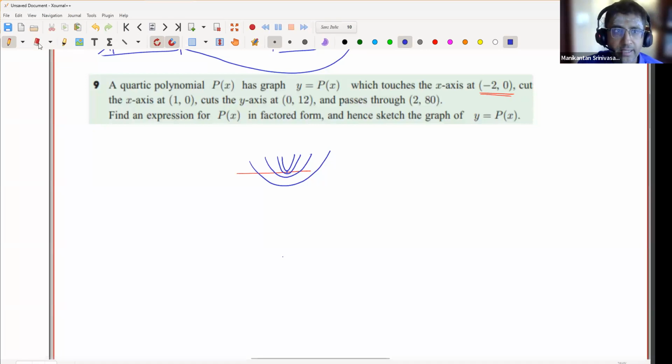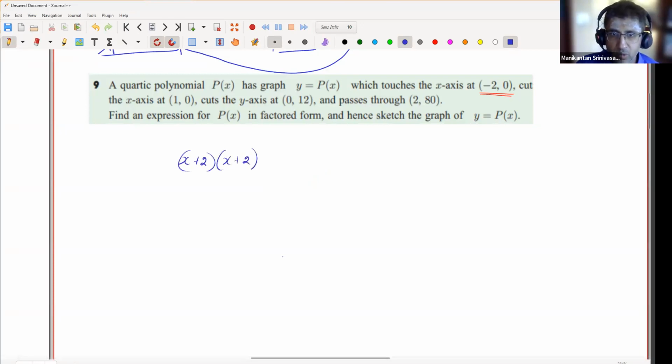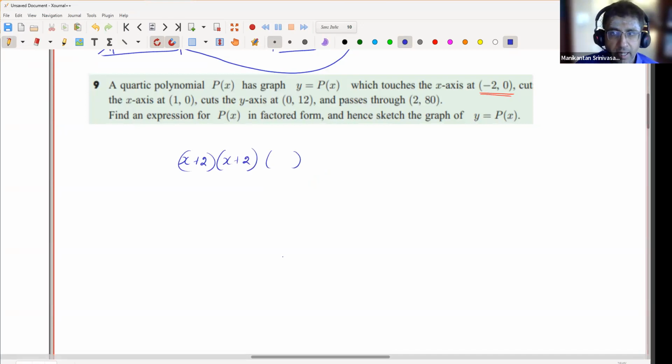So in this question, it touches at -2, 0, which means x plus 2 is a repeated root. So p of x is x plus 2 into x plus 2 into something, right? It cuts the x-axis at 1, 0. Therefore, it's x minus 1. And then nothing else is given, right? So let's say the 4th root is something else. Let's say x minus alpha.